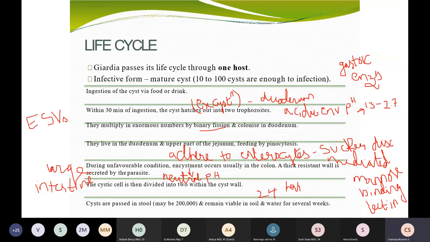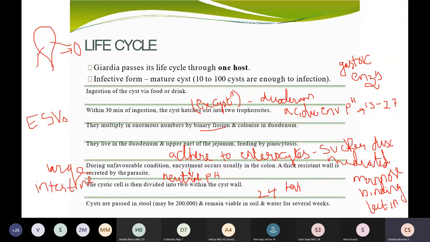So how does the cyst form? We know that the trophozoite is the larger pear-shaped structure, which will be converted into a small oval-shaped structure, which is the cyst. So what is happening actually here? The shortening of the flagella will be done. So what reactions can you see when trophozoites have been converted into cyst?